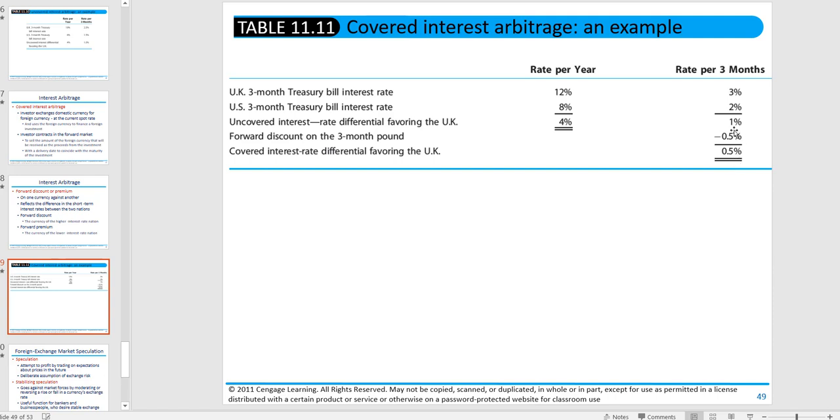But it's not the 1%, right? Because the pound is expected to depreciate by 0.5%. So per each dollar invested, you still profit 0.5% more if you were just to stay with a domestic investment instead of doing this international investment. So just highlighting, reinforcing the role that currency fluctuation has on international investments.